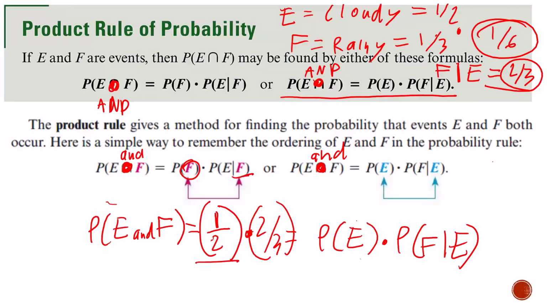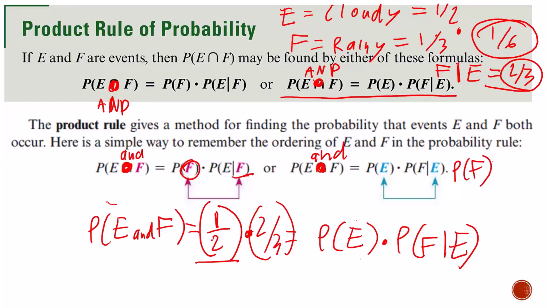So tell me, Regina, if F and E are independent, what would F given E be the same as? Well, E doesn't affect F, right? In that case, it would be F. So if F and E are independent, the probability of F given E would be the same thing as the probability of F.